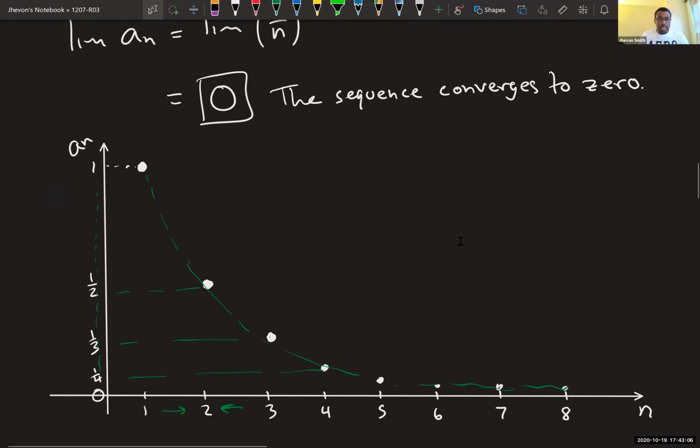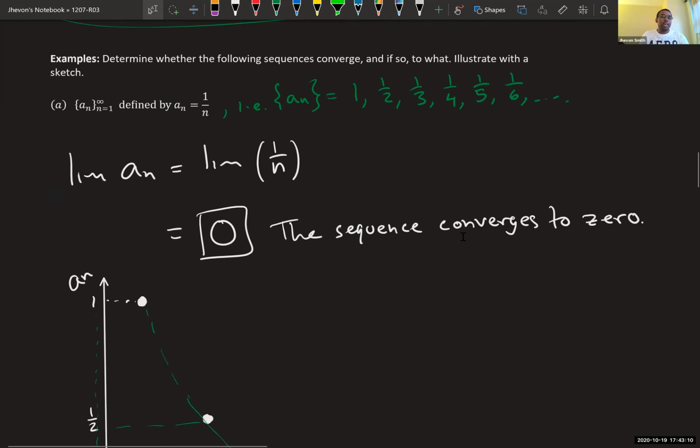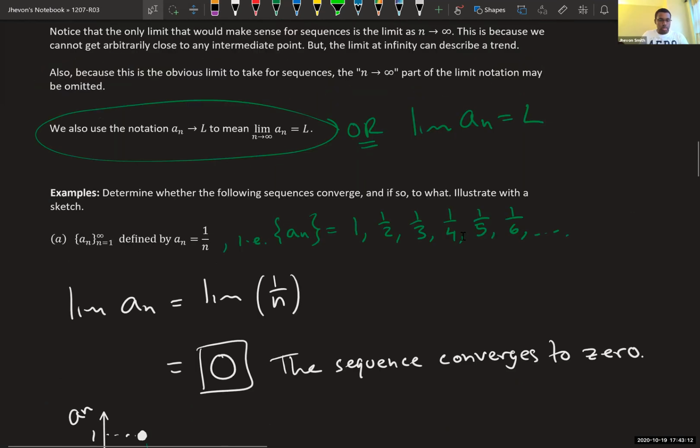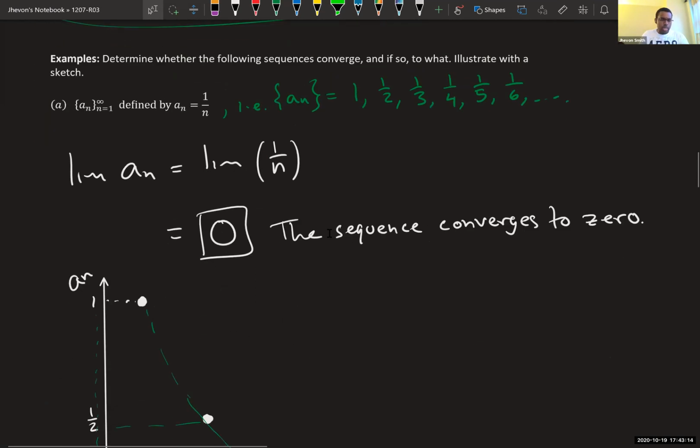It doesn't make sense to take the limit at any intermediate point, because limits need to be able to get close, and these cannot get close at any intermediate point.